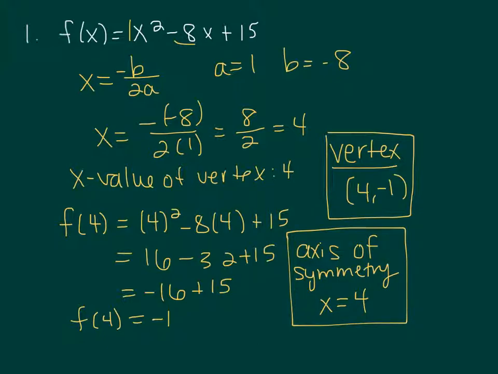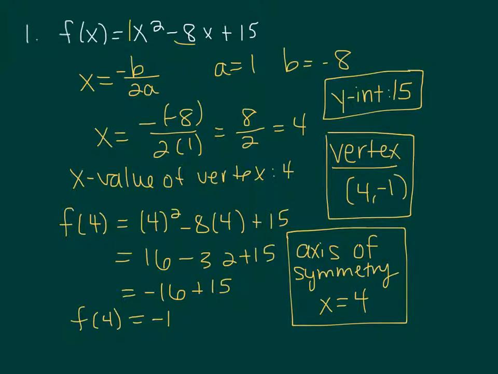The last thing we needed to find for part A was the y-intercept. Remember that the y-intercept is when x equals 0. So if you plug in 0 for x, this piece goes away and this piece goes away, and you're left with 15. So the y-intercept is 15, and it will always be that c value. If you can't fit it on your graph, that's fine. Still state it if it asks for it.